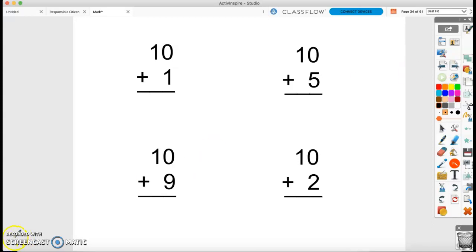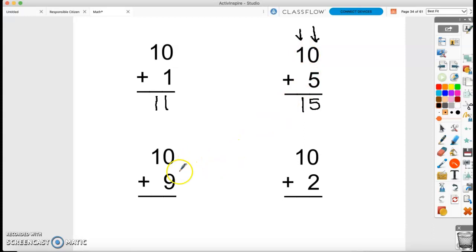Here we go. All right, what is 10 plus 1? If you said 10 plus 1 is 11, awesome job. What's 10 plus 5? 10 plus 5 is 15. And if you notice, when I add, I actually add going down. So I have 0 and 5 is 5, and 1 goes all the way down.